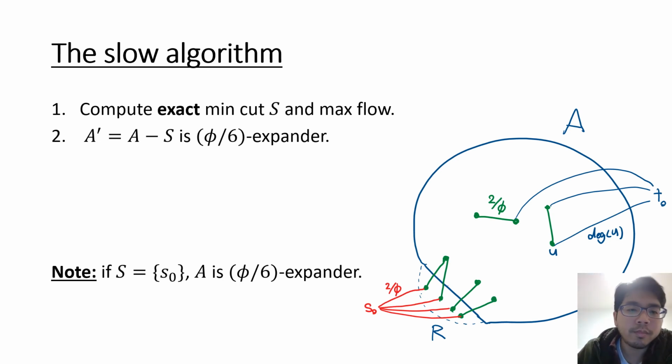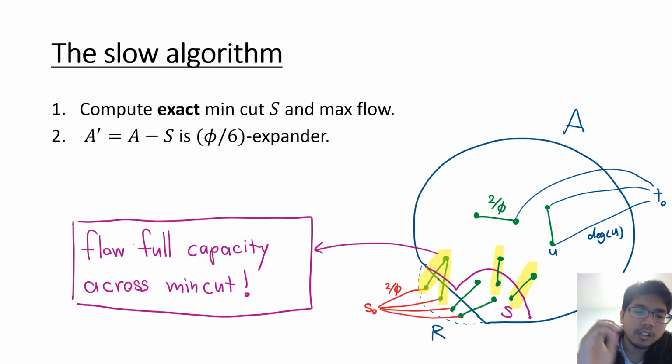So consider this problem. Given this flow problem, I just compute an exact min cut S and also the max flow, and then I claim that just by removing this S from A, we get an expander. And note that if S is just S0, the sink, then A itself is an expander. Why? This is important.